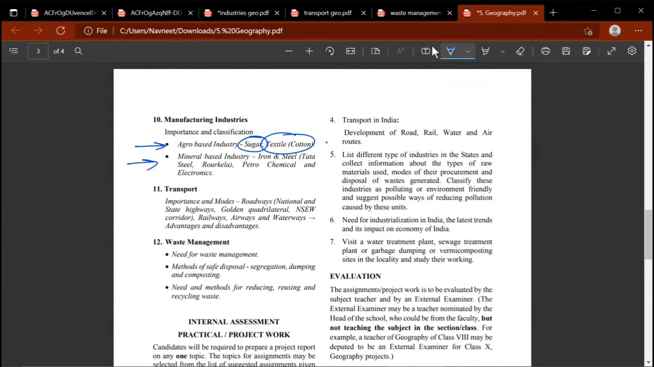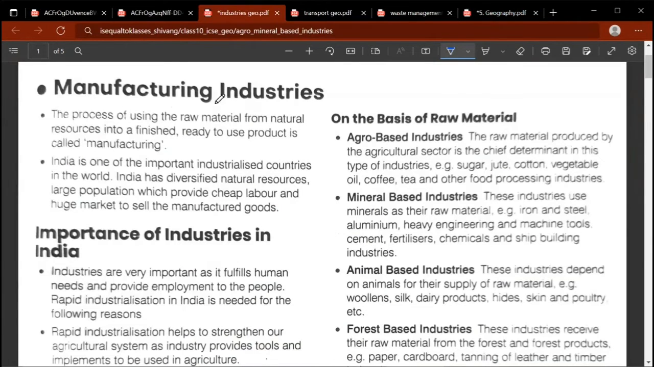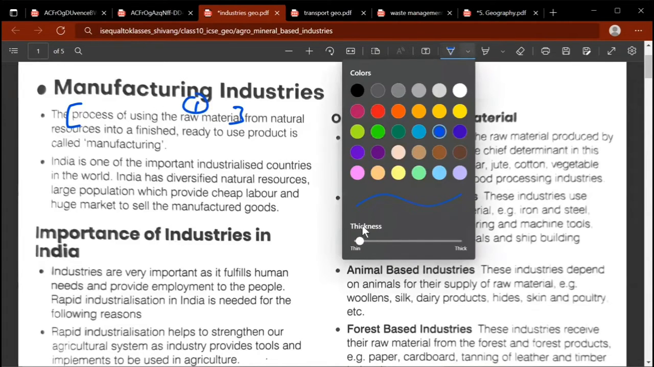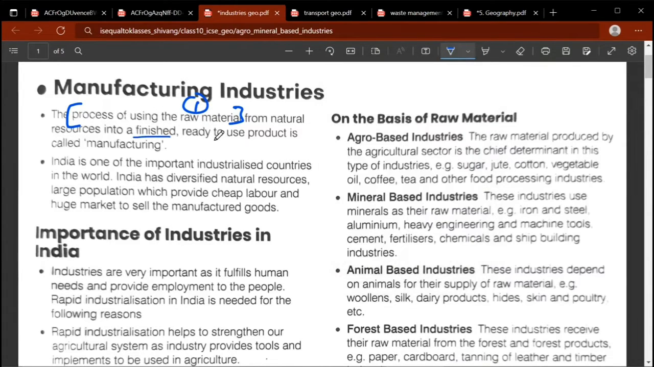Okay, so let's start. So first of all, what is manufacturing? It is a process of using the raw material. So this is point one, from natural resources into a finished ready-to-use product is called manufacturing. So this is a definition that can be asked in exam.